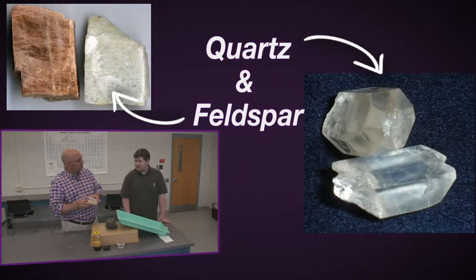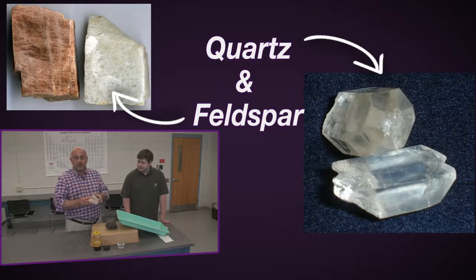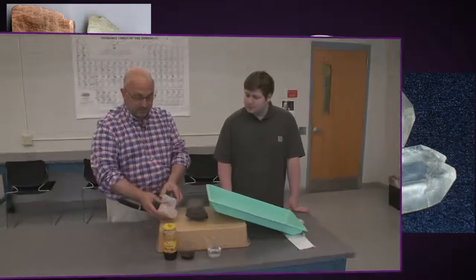Well, based on the name, feldspar and silica would make up a felsic. That's right. Felsic is named for the fact that it contains feldspar and silica. That's why we call it felsic.